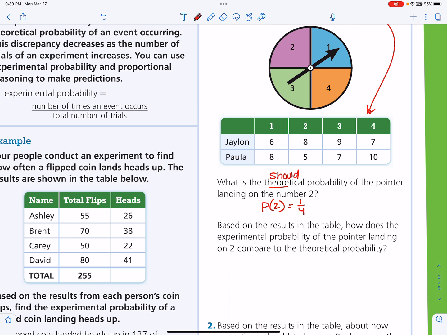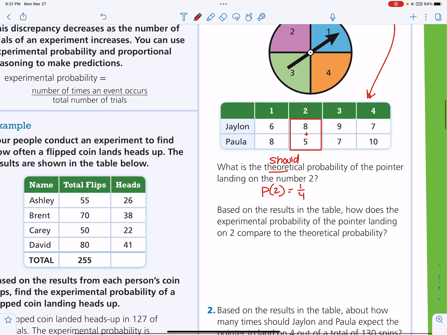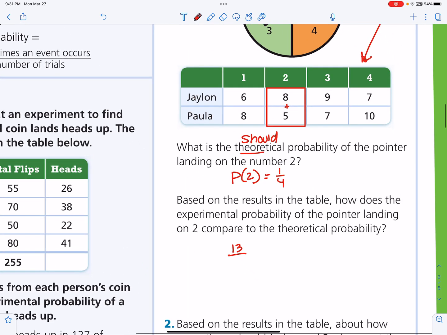So here's my data of Jalen and Paula landing on a 2. I'm going to add those up. Okay, so we have our 8 plus 5, 8 plus 5 is 13. And so we have 13 out of, and remember how many times did they go? That was up top, 13 out of 30 times. It landed on a 2. Okay, and so that's our experimental probability.